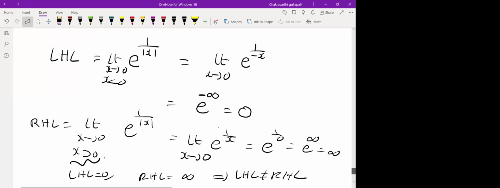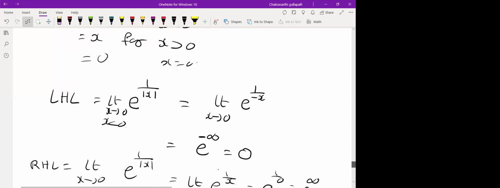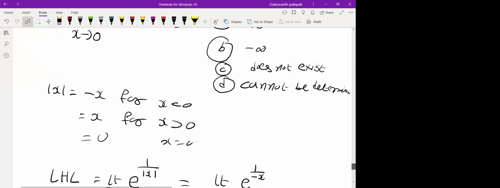So sometimes they will ask you, does not exist. Why? Because LHL not equal to RHL. LHL does not exist. RHL does not exist. Both exist but not equal. Like this, options will be given, because you will memorize and go for the exam.